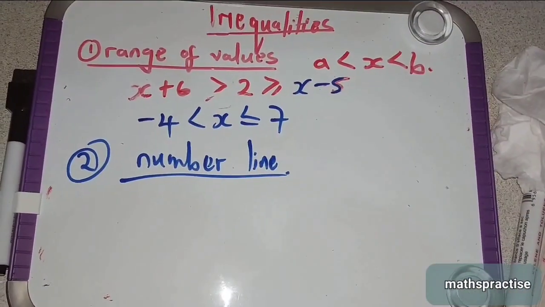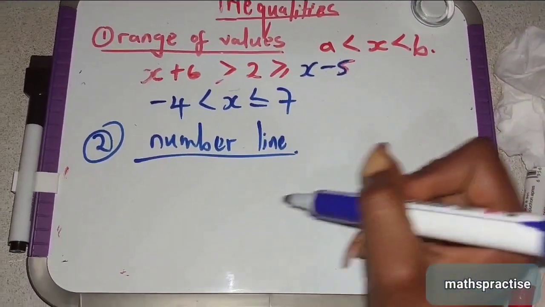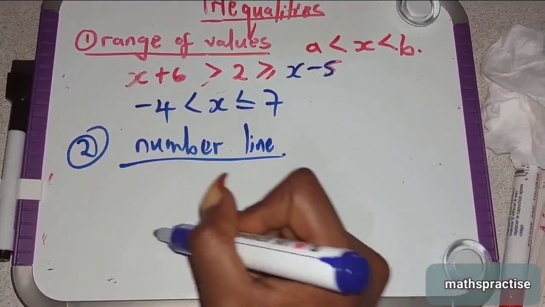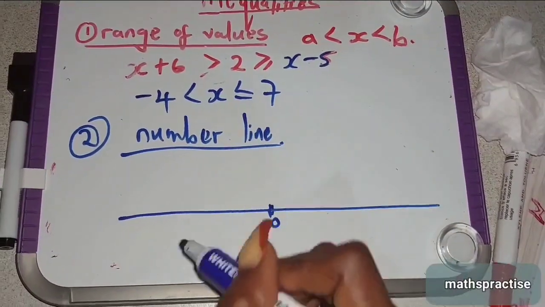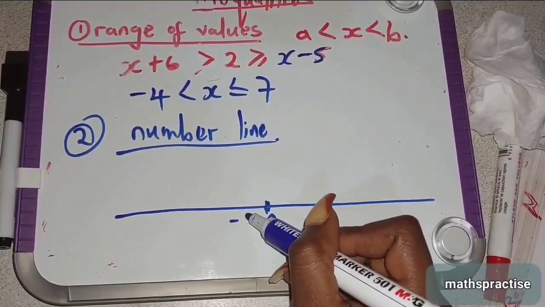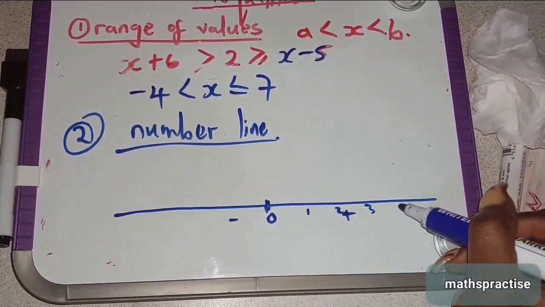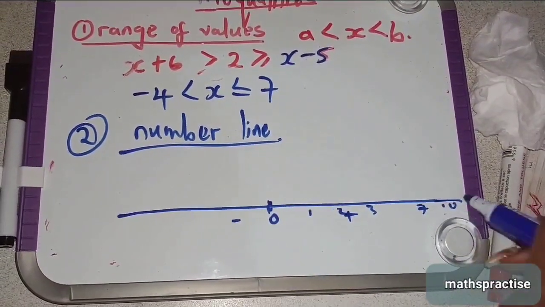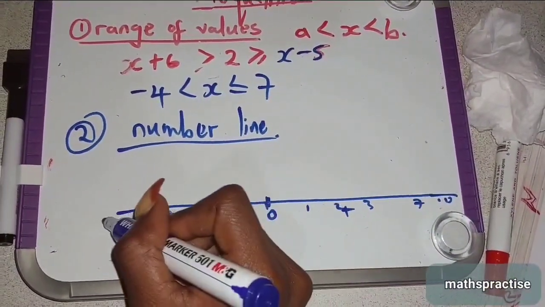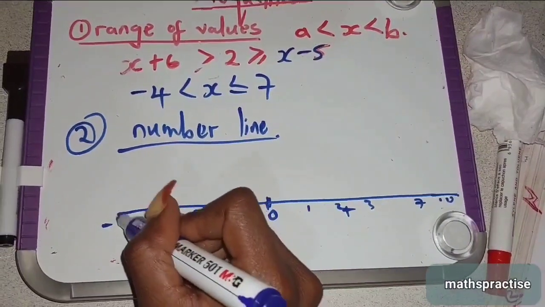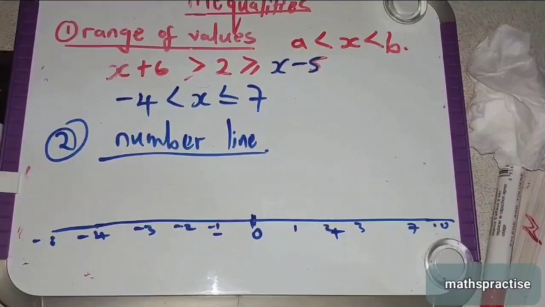What do you have to know when you are dealing with a number line? So this is the number line that we have, for instance, and this is your 0. This is your negative side and this is your positive side, like this 1, 2, 3, to 10. This is our minus 1, minus 2, minus 3, minus 4, going on and on like that.